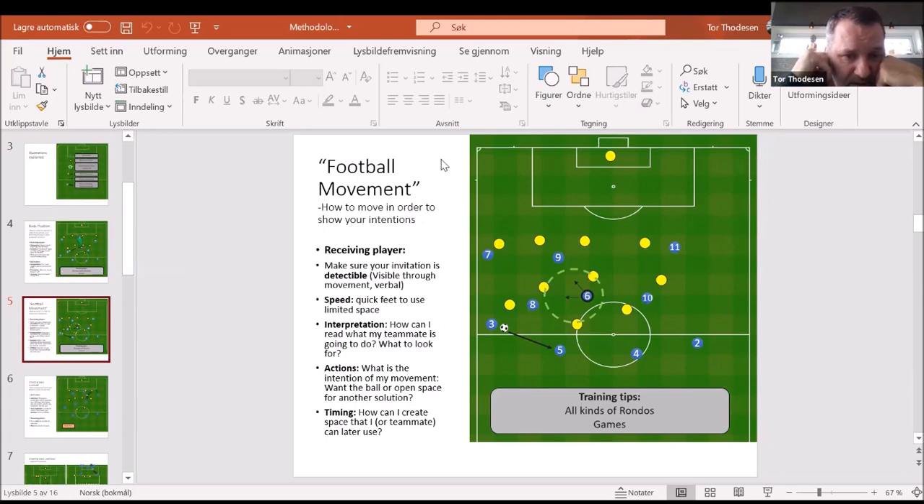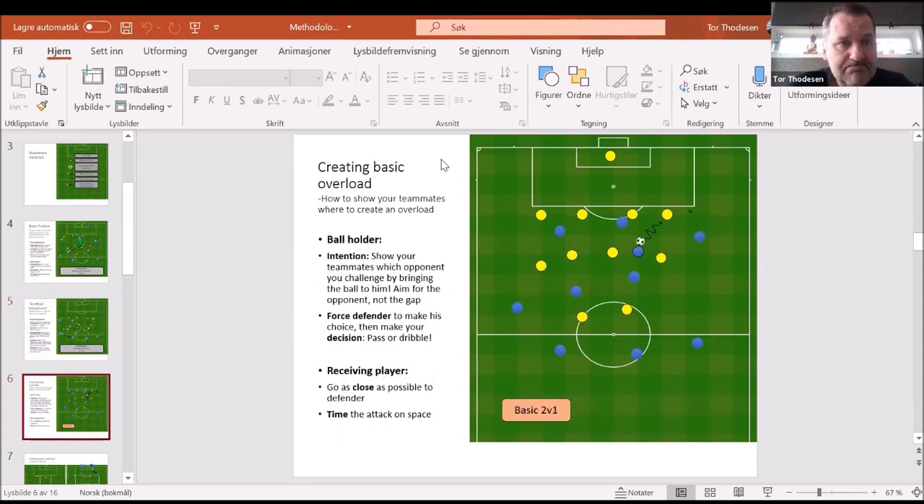Yeah, you see the text yourself. How can I read what my teammate is going to do? And it's very often taking notice of where he is looking. Look at his vision. What did he observe right now? Because if you know what he observed, then also you know what his options are in his head. And then how can I create spaces that I can use myself or a teammate can use?